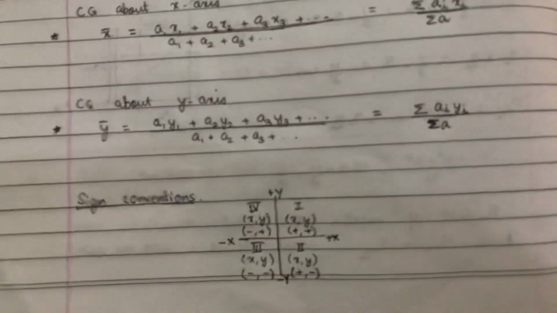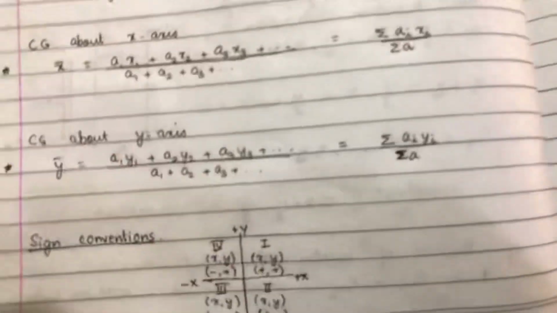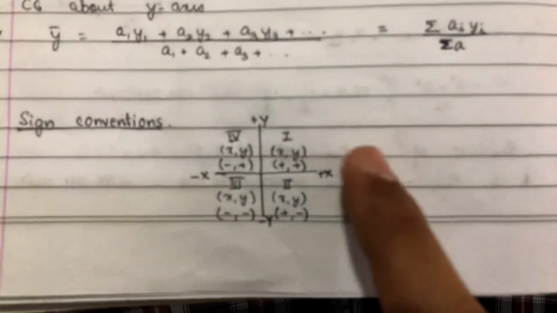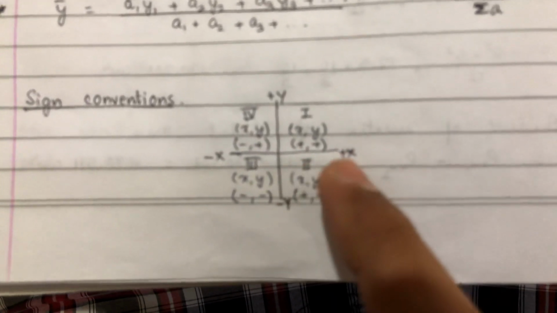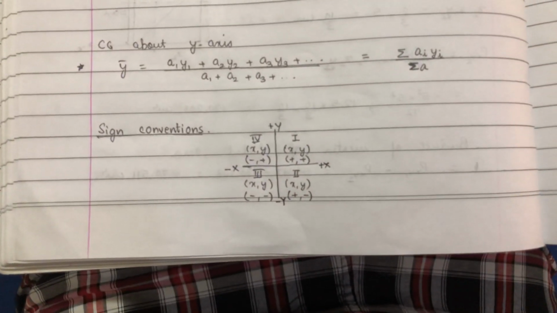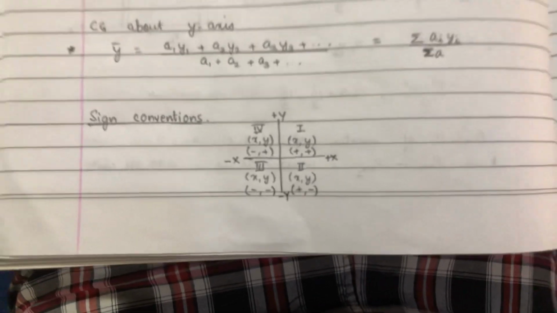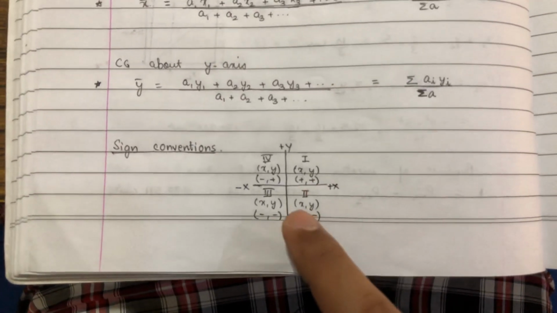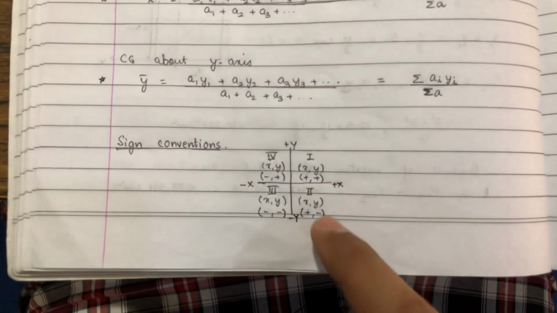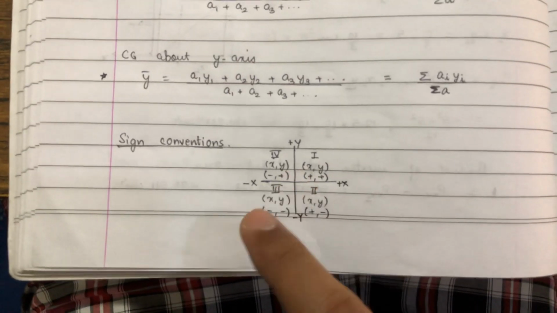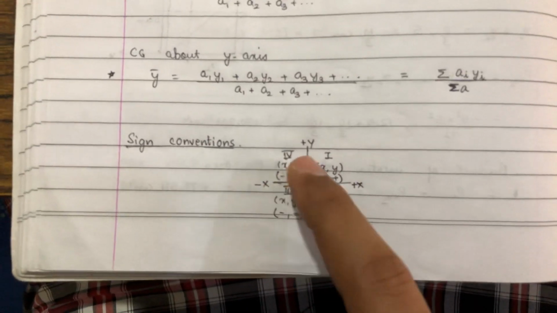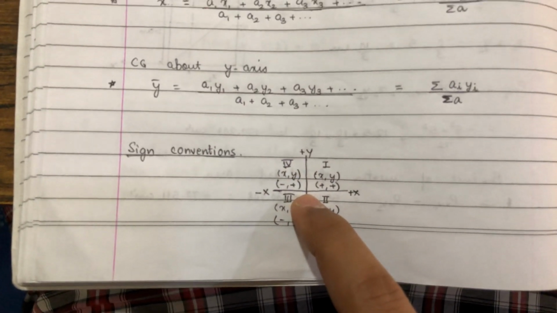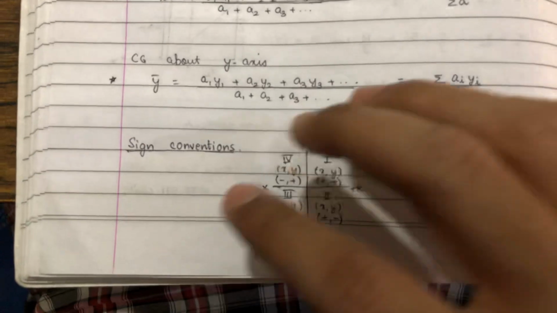Now this sign convention is very important. You can see in the first quadrant x, y both will be plus. In the second quadrant x will be minus and y will be plus. In the third quadrant x is minus, y minus. In the fourth quadrant x plus and y minus. The sign convention is very important.